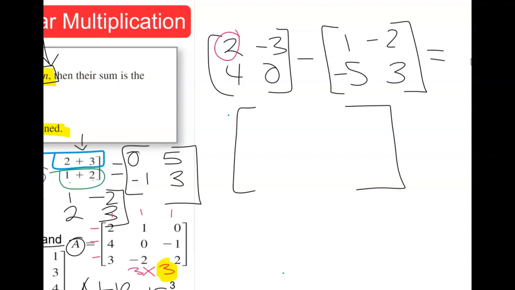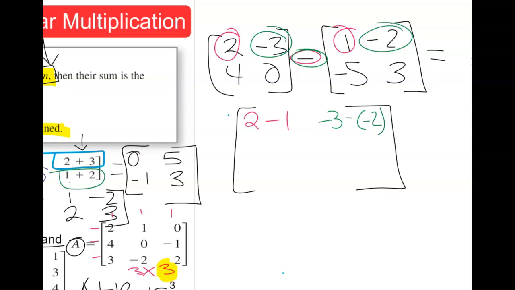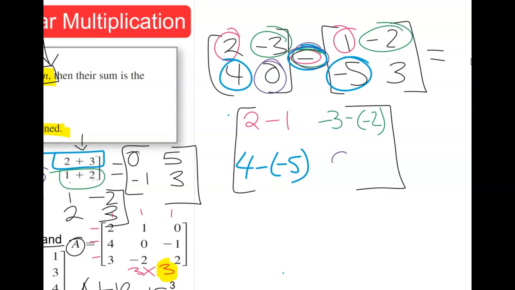Okay, so I'm going to write one step here. So 2 minus 1. Then negative 3 minus negative 2. And then 4 minus negative 5. And then we have 0 minus 3. I like to do this because, as you notice, we have several double negatives, and I want to make sure that I don't overlook any of those because I am subtracting, and that's going to create a double negative situation.